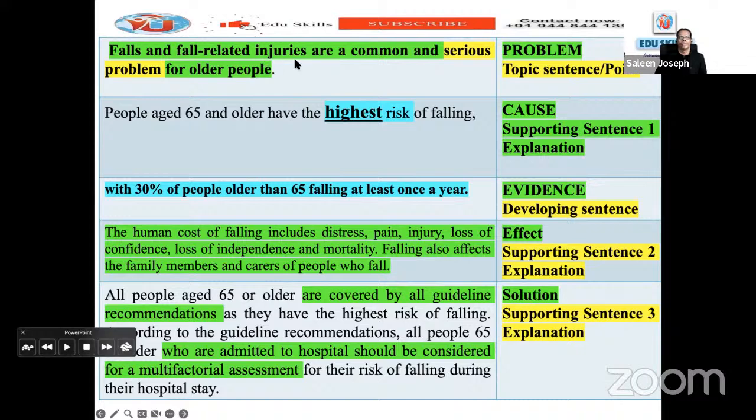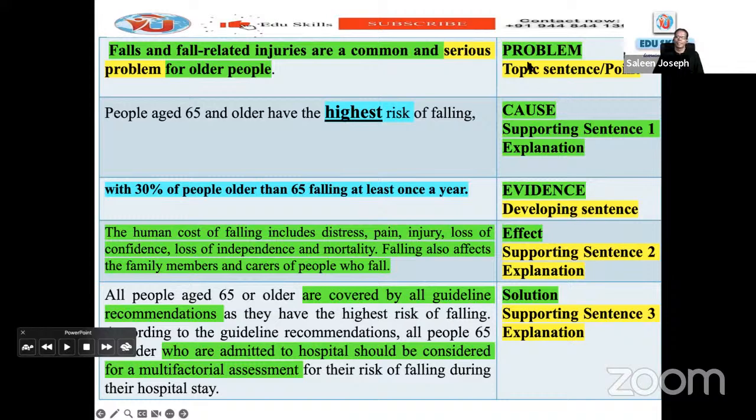Falls and fall-related injuries are a common and serious problem for older people. That is the problem, the topic sentence, the main point. Next sentence: people aged 65 and older have the highest risk of falling. That is the cause, a supporting sentence explaining the topic sentence. With 30% of people older than 65 falling at least once a year. Evidence is given. That is a developing sentence. You know the paragraph structure which I told you earlier.